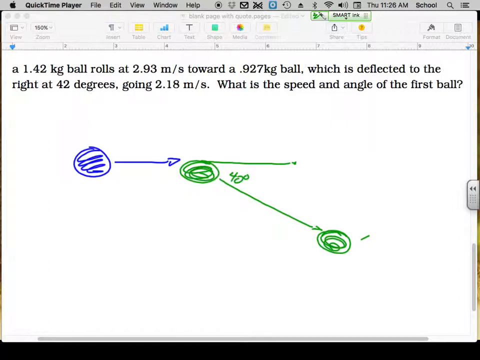And so the blue ball, if the blue ball comes along and hits this green ball, of course, if the green ball gets deflected to the right, then the blue ball is going to get deflected off to the left. So we're going to end up with the blue ball over here.